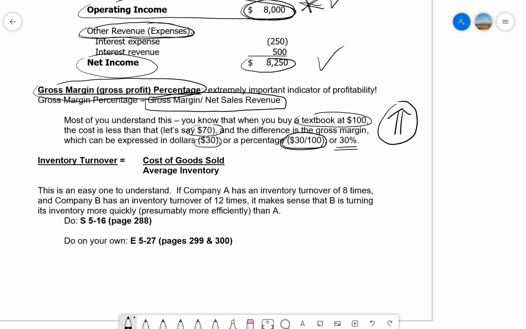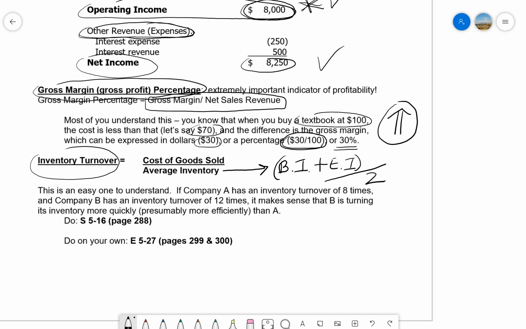Then we get into a ratio called inventory turnover. Cost of goods sold from our income statement divided by average inventory. Now, when we talk about average inventory here, all we're going to do is take our beginning inventory, our inventory at the beginning on our balance sheet, plus our ending inventory on our balance sheet. We're going to add those two together, and then we'll divide it by 2. So average inventory, beginning inventory, what we have at the beginning of the year on our balance sheet, plus what we have at the end of the year on our balance sheet, divided by 2.